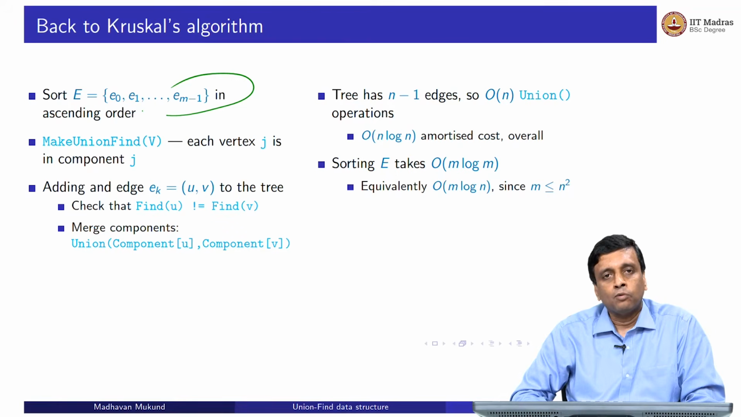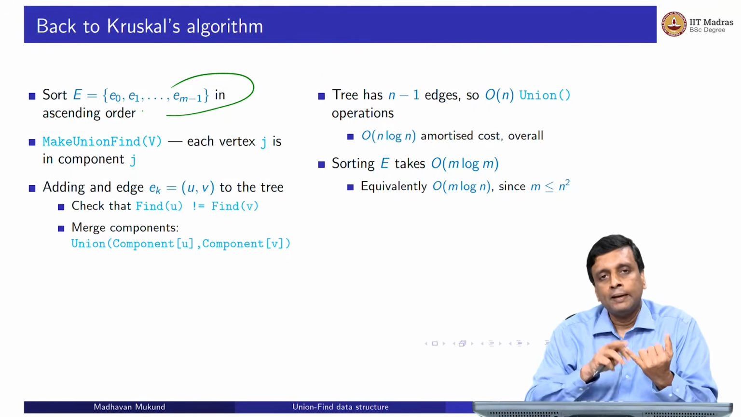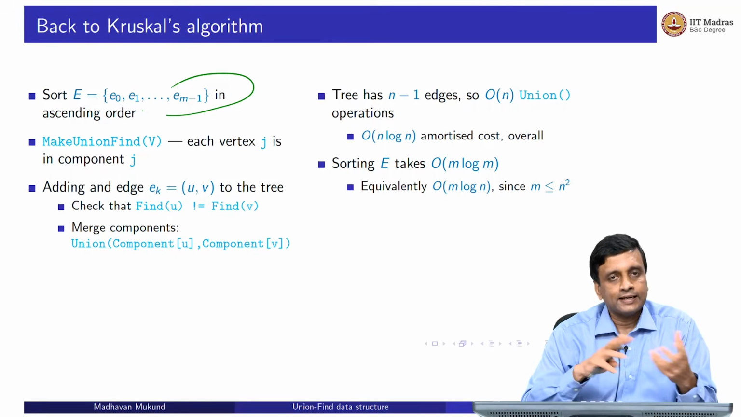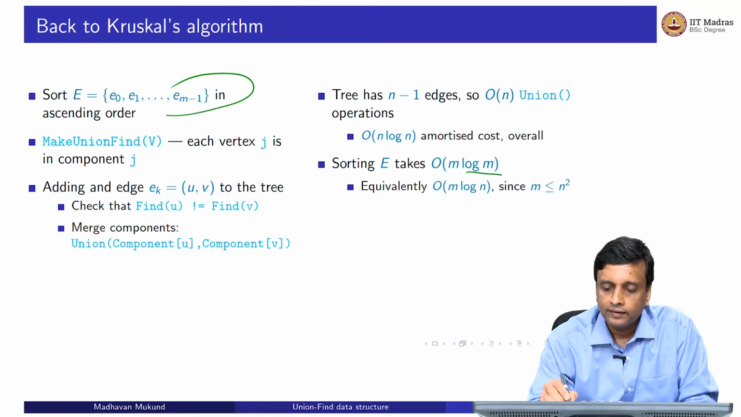But you can't beat m log m, we said, without giving a proof saying that that is a lower bound. So we need to spend m log m time to sort, and n log n time to do the unions. Now this is kind of a bit awkward to have log m here and log n there, right.